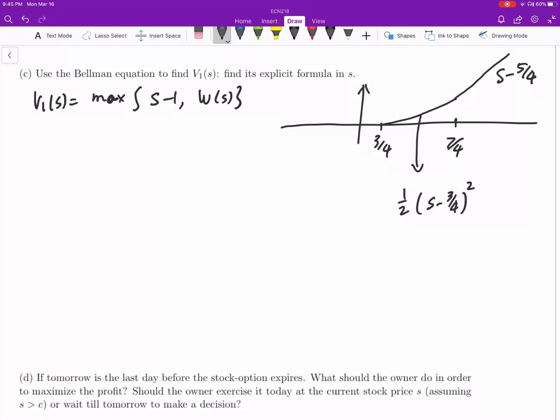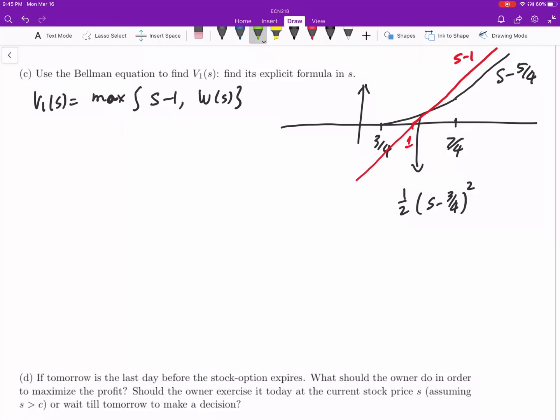Now we need to graph s minus 1. Let me use the red one over here. S minus 1, so 1 is somewhere over here. And 1 is smaller than 5/4, so s minus 1 is greater. It's a straight line, 45 degrees, so this is a 1. And this is s minus 1. So now we can actually see what this v1 of s is.